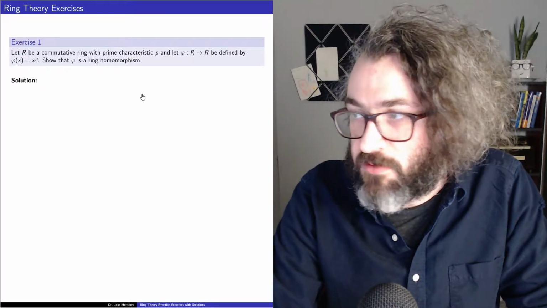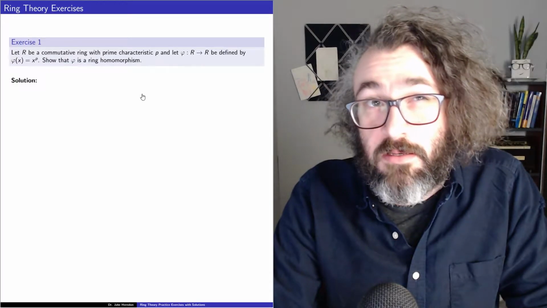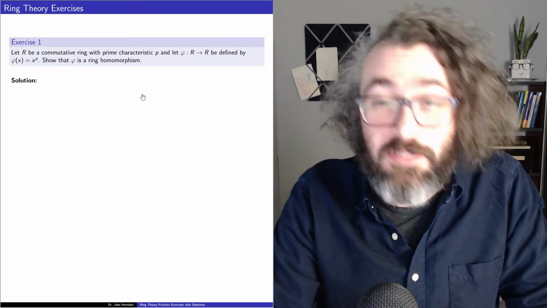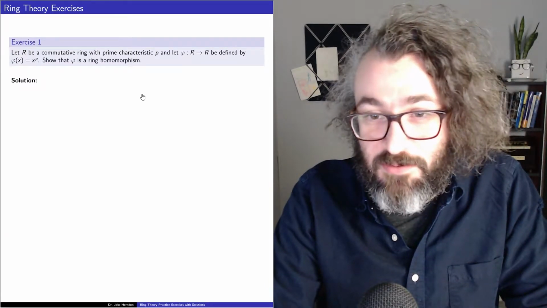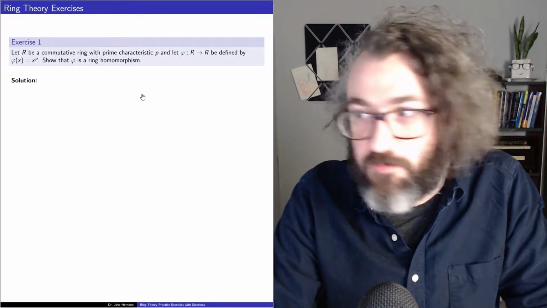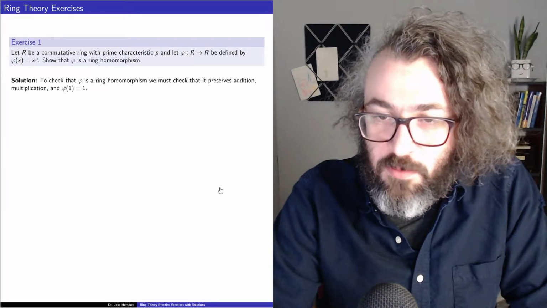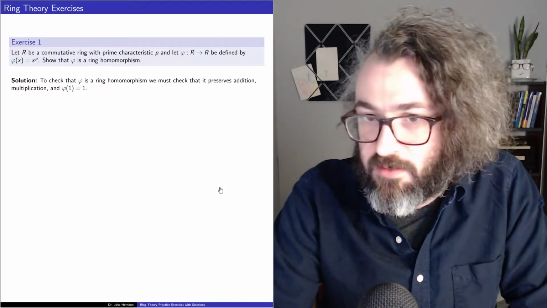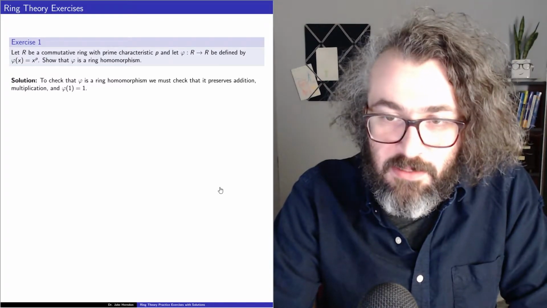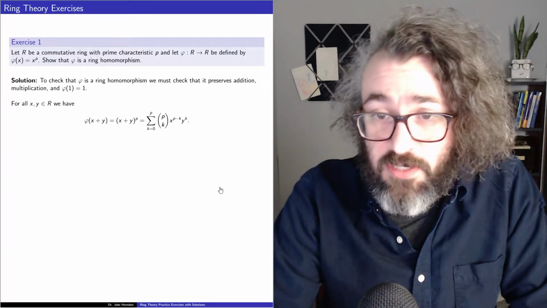So before giving the solution, let me just remind you that the characteristic of a ring is the smallest non-negative multiple of the multiplicative identity that gives you the additive identity. So it's the smallest multiple of 1 that gives you 0. All right, and the solution goes like this. To check that phi is a ring homomorphism, we need to check 3 things. It preserves addition, it preserves multiplication, and it sends the multiplicative identity to itself. So I'm just going to check those things in order.